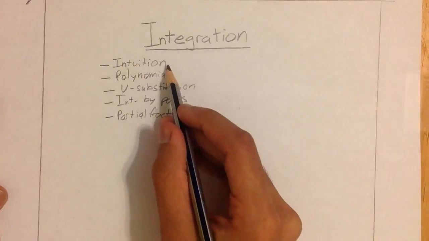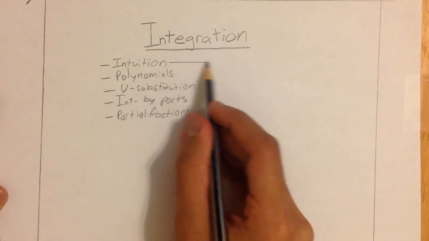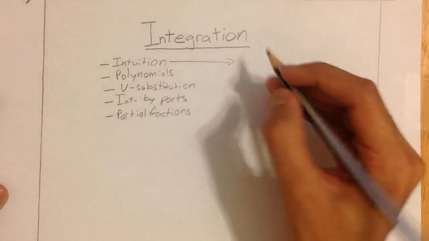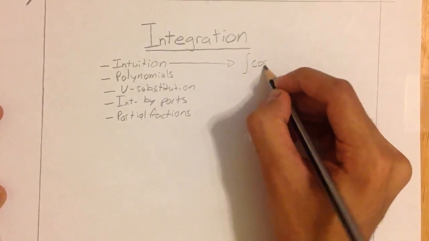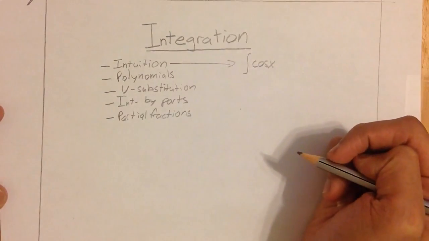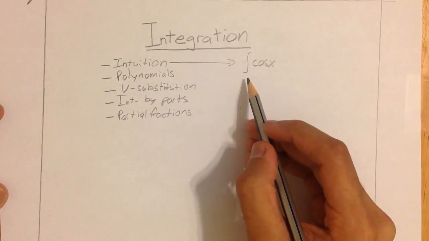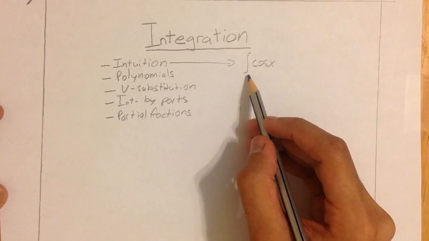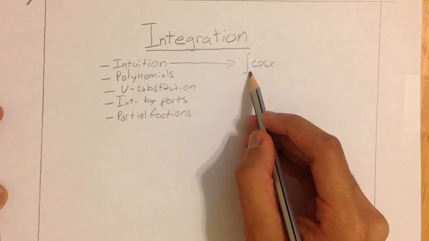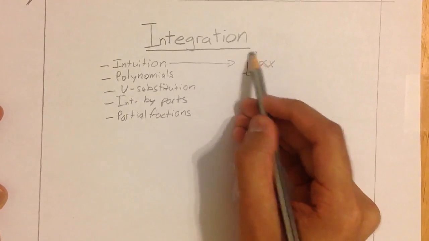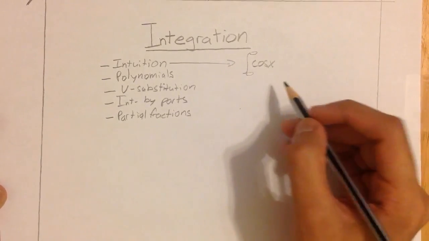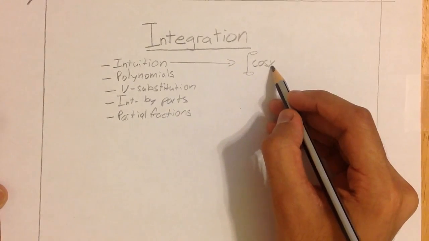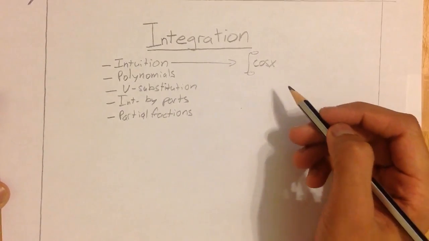So let's look at the first one, intuition. So let's say we want to find the integral of the cosine of x. Now the integrals we'll be dealing with are indefinite integrals, which means we won't have the numbers here and here for the integral. So we're not worried about the bounds. We just want to find out the function that is the integral of the cosine of x.